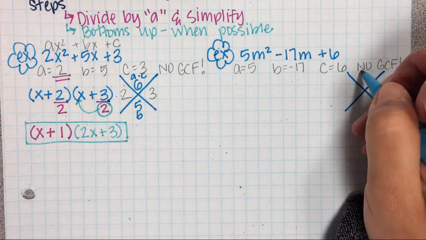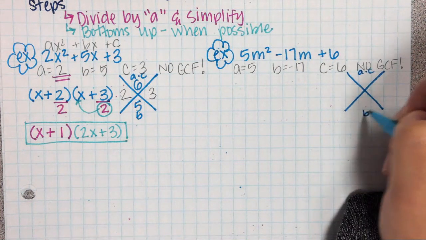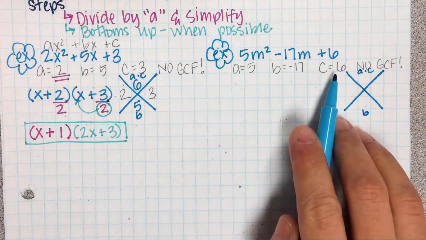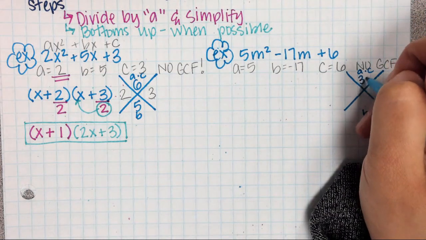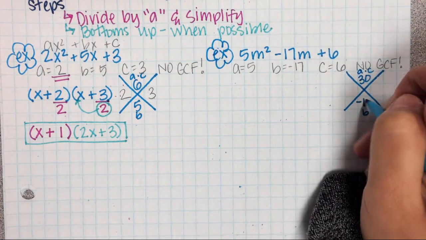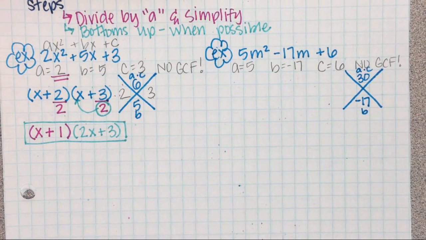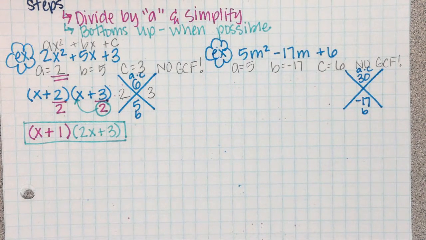So I write my X puzzle out. A times C on top, B on bottom. 5 times 6, 30. B, negative 17. Give you a few seconds to see if you can figure it out. If you need to, press pause on the video to give you more time.